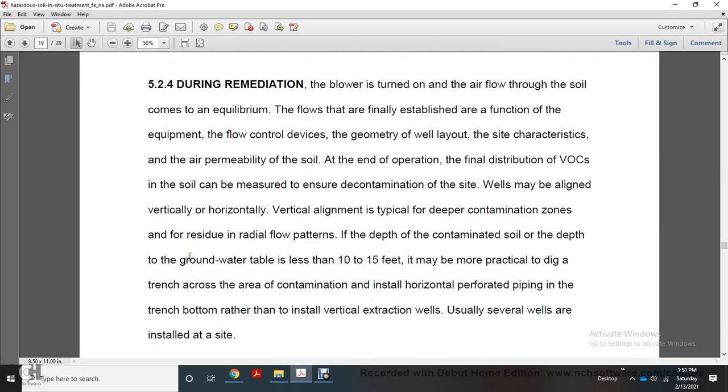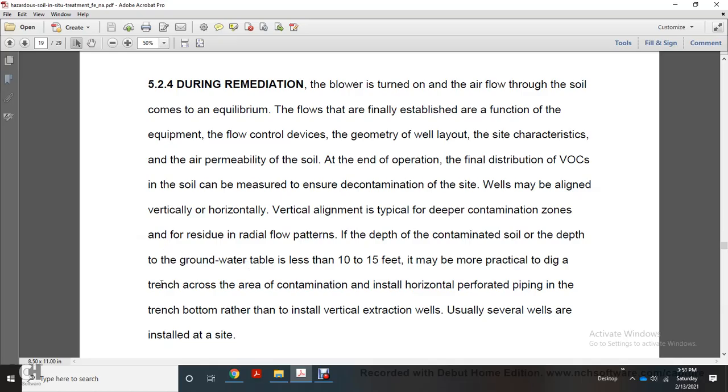Flows are finally established by the functioning equipment, the flow control device, the geometrical well layout, and site characteristics such as the air permeability of the soil. At the end of the operation, the final distribution of VOC on the site may be measured. Wells may be aligned vertically or horizontally, typically deeper than the contaminated zone, depending on residual radial flow parameters and the depth of contaminated soil or depth of the groundwater table less than 10 to 15 feet.